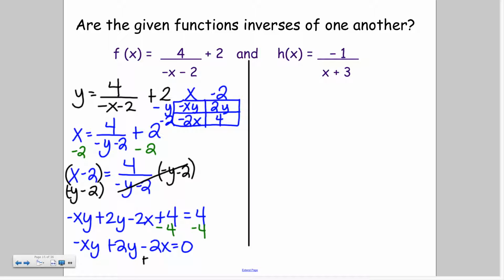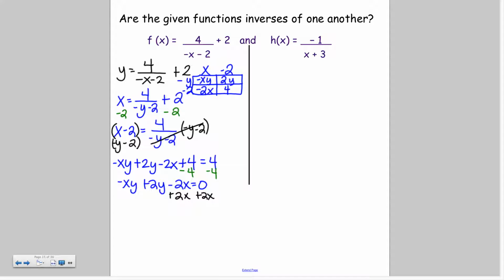Next one, add 2x to both sides. Okay? That's going to leave us with -xy plus 2y is equal to 2x.